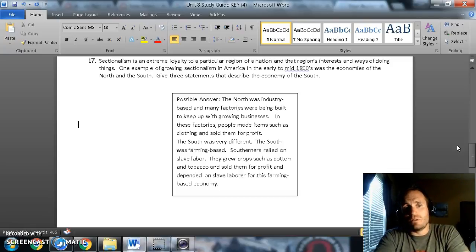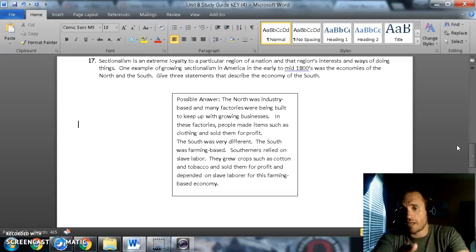Well, look, as we already know, the North was very industry based. In other words, there were a lot of factories that were being built, producing all different types of goods. Now, on the other hand, the South was very agrarian. In other words, they relied a lot on farming. They also relied a lot on slave labor to work on those farms.